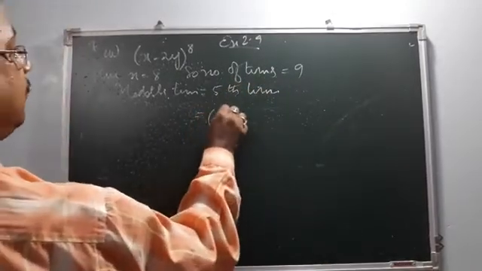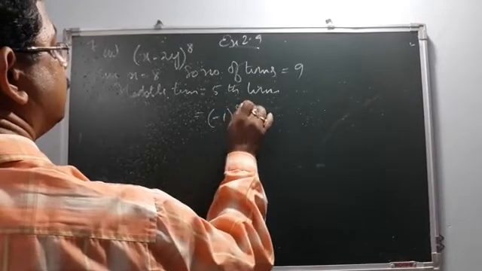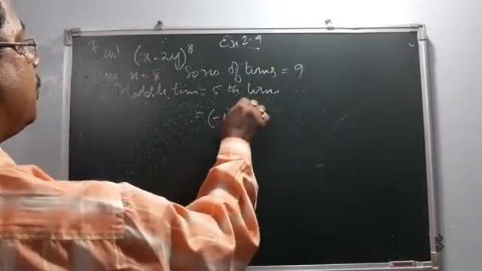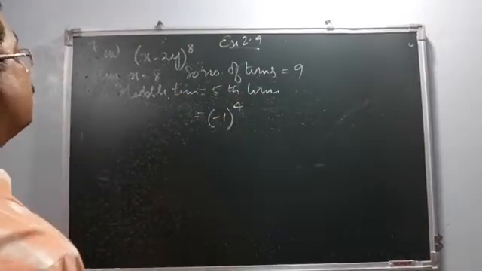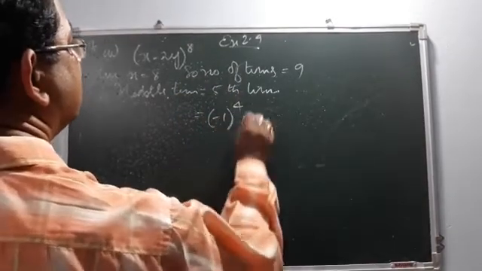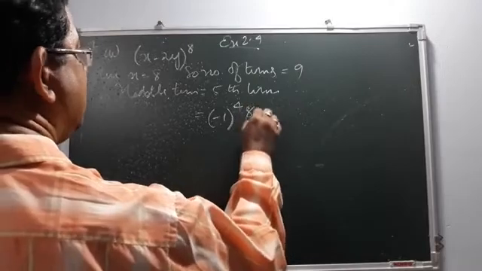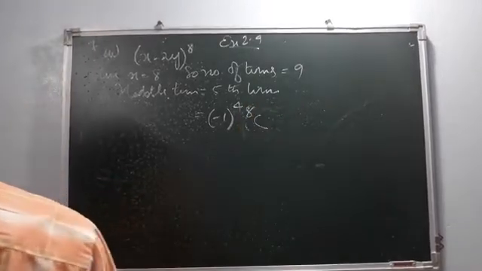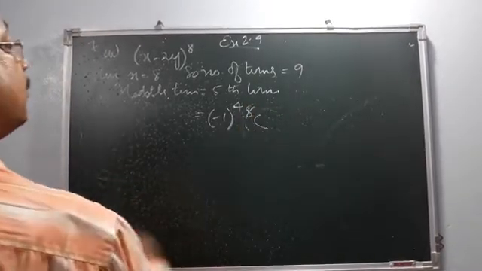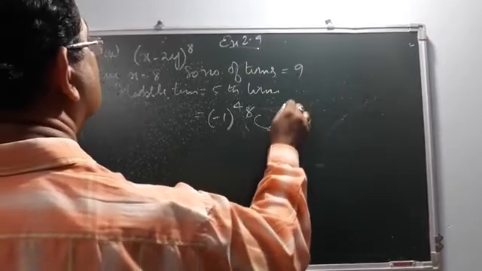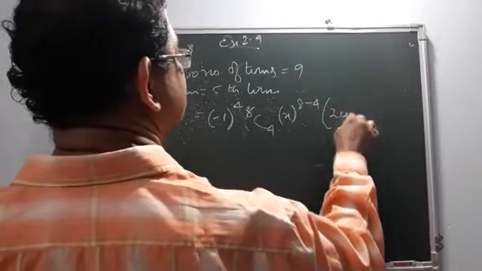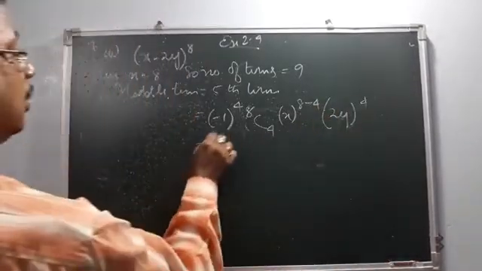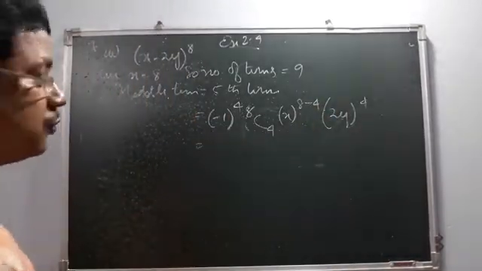Then the value of the fifth term is minus 1 to the power, fifth term means we have to put here 4, because fifth term is 4 plus 1, then 8C4 x to the power 8 minus 4 into (2y) to the power 4. Minus 1 to the power 4 is positive.